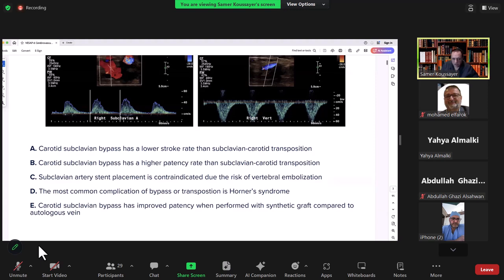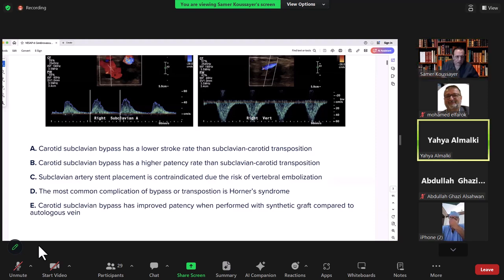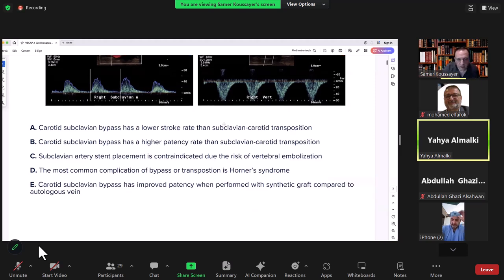The most common complication of bypass or transposition is Horner. No, Horner we mainly see only in transposition. We don't see it in bypass. So this is wrong. Okay, let's keep going. We're running late. Let's go to the next question.